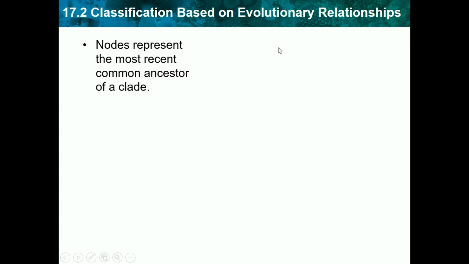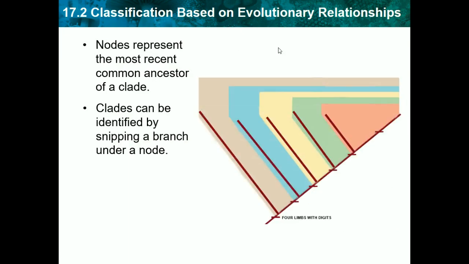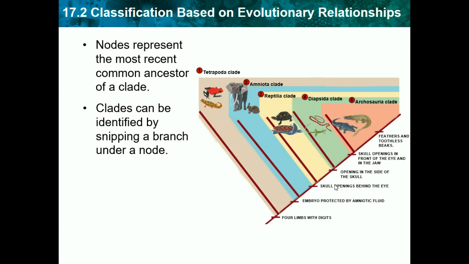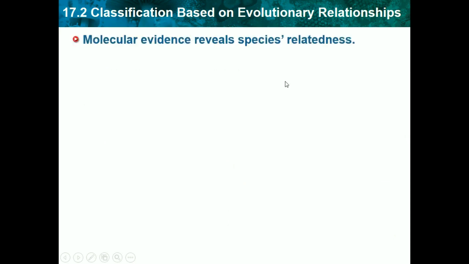So nodes represent the most recent common ancestor of a clade. Clades can be identified by snipping a branch under a node. So, four limbs with digits here. Okay, so the node is basically where they branch off. It's the point where they change. And a clade is just the group at the very end.